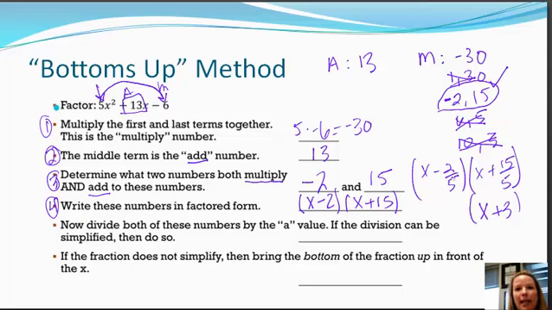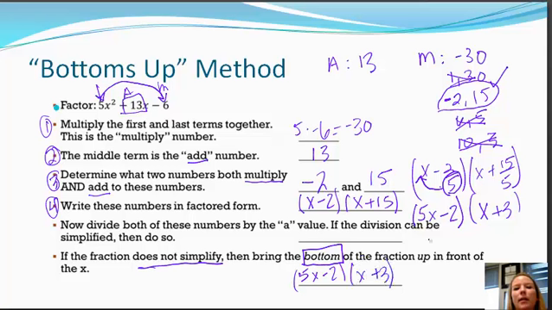Over here, negative 2 divided by 5 is a weird number. It's a decimal number. So instead, if it does not simplify the fraction, then we take the bottom, meaning the denominator of the fraction, up to in front of the x. So this 5 is going to come up and go in front of the x. So our factor would be 5x minus 2. Okay? So our final answer, which is what we were looking for, is 5x minus 2 and x plus 3. If we were to refoil these together, we should end up with our original quadratic.